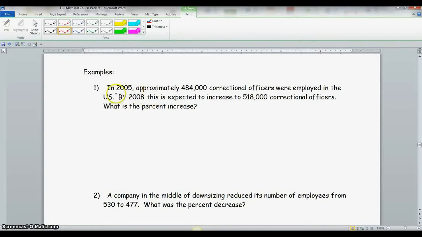Picking up where we left off, we had in 2005 approximately 484,000 correctional officers employed in the U.S. By 2008, this is expected to increase to 518,000 correctional officers. What is the percent of increase? So this is what we do. I put POI, which stands for percent of increase.